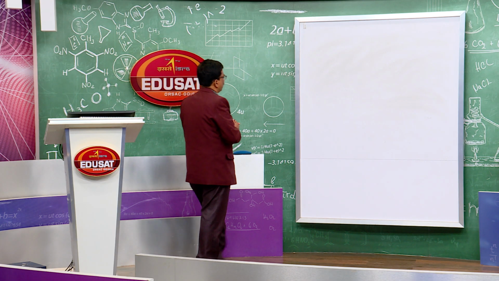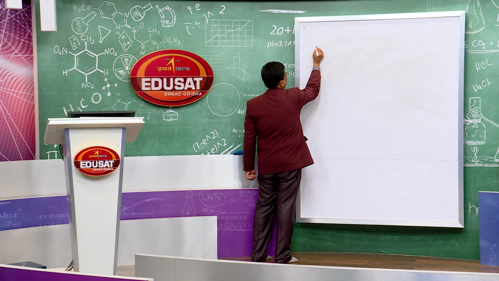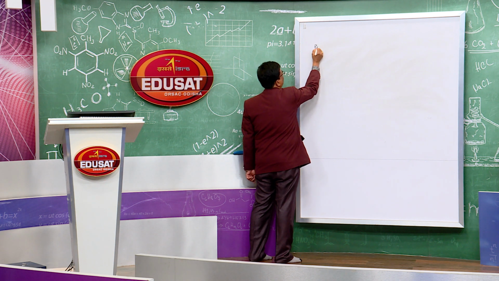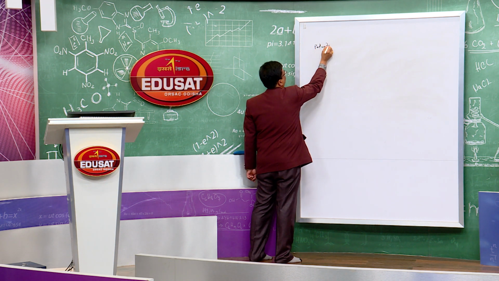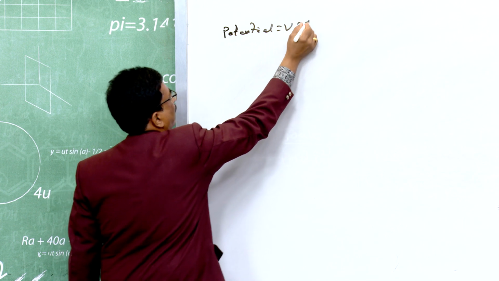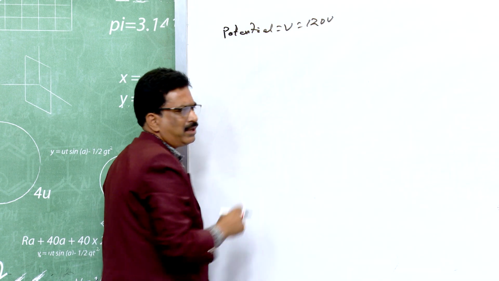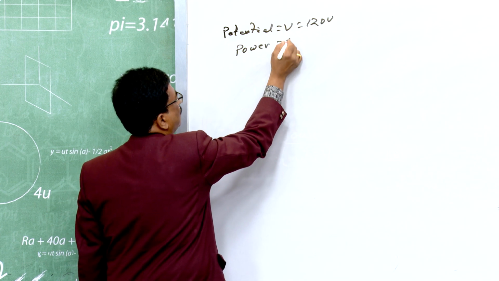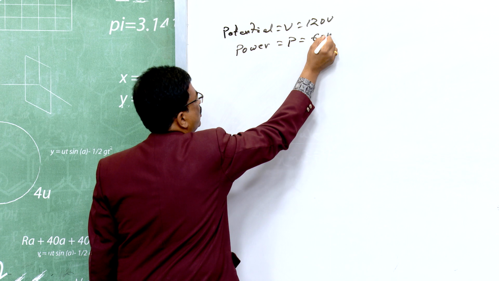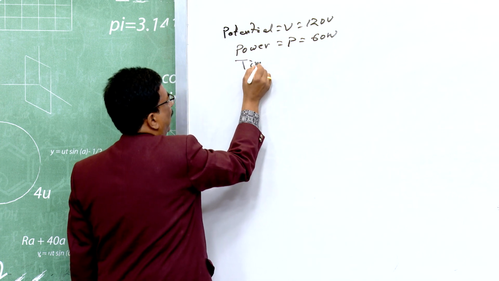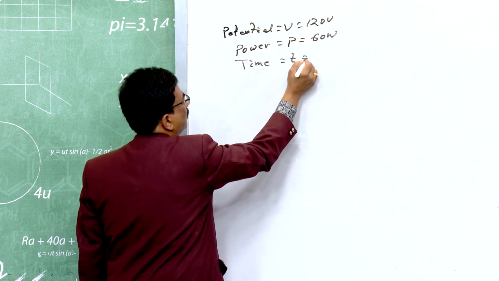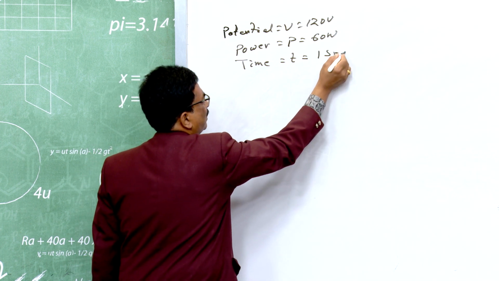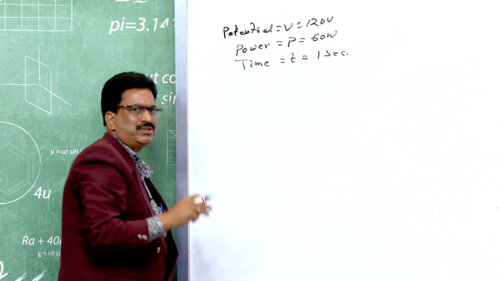After reading through the question, you will have the second step. For the second step, what are the data? The first data is the potential. Its symbol is V, and the value is 120 volt. Next, it is given the power of that bulb. Power is P, that is 60 watt. The third one supplied is the time. Time is T, per second, that is 1 second. So these are the 3 data, which is the second step.